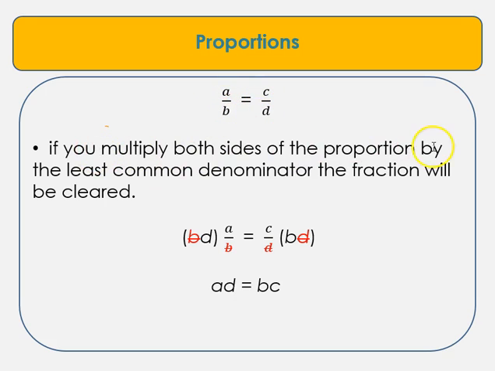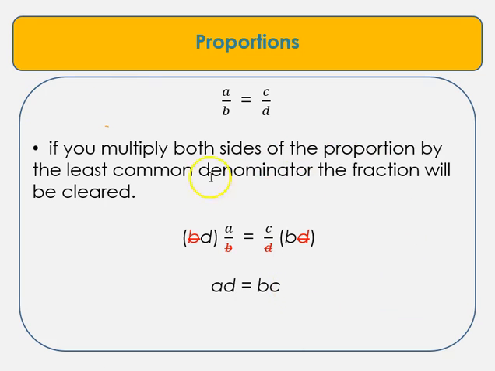So if you multiply both sides of the proportion by the least common denominator, the fraction will be cleared. And that is our goal. So we're going to multiply both sides by B times D, because those are the values that are in our denominators. So we can cross cancel the B's on the left side of the expression, and we can cross cancel the D's, and we're left with AD equals BC.